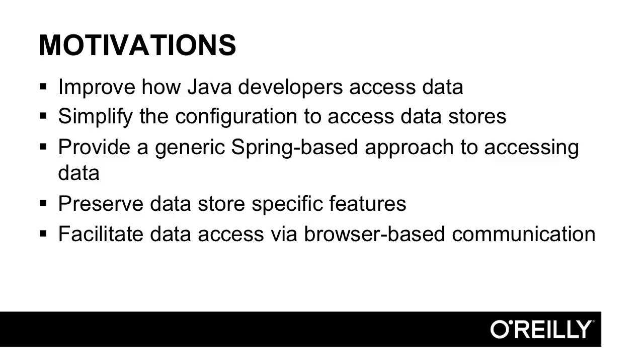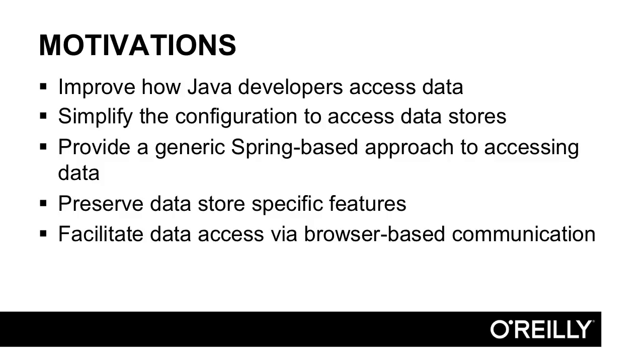Now, while we have this generic approach to data access, Spring Data also preserves the specific features of our data stores. So, for example, if you're using JPA with a relational database, you can still write JPQL queries. Now, you can't do that for a NoSQL data store, but Spring Data allows you to use the features specific to the underlying data store you're working with. So you kind of get the best of both worlds. You get this generic approach, but you still get the features of your underlying data store.